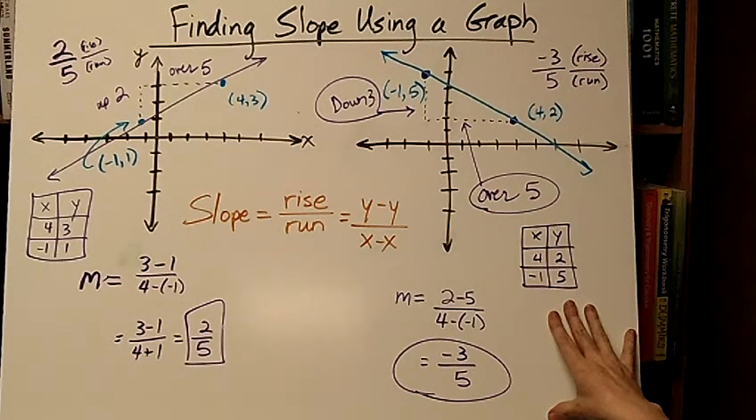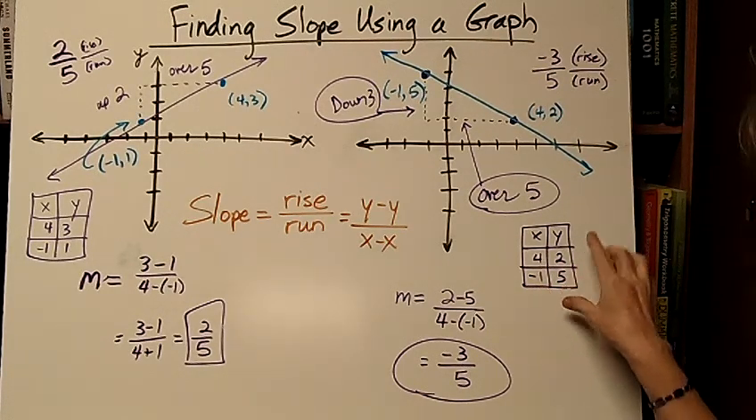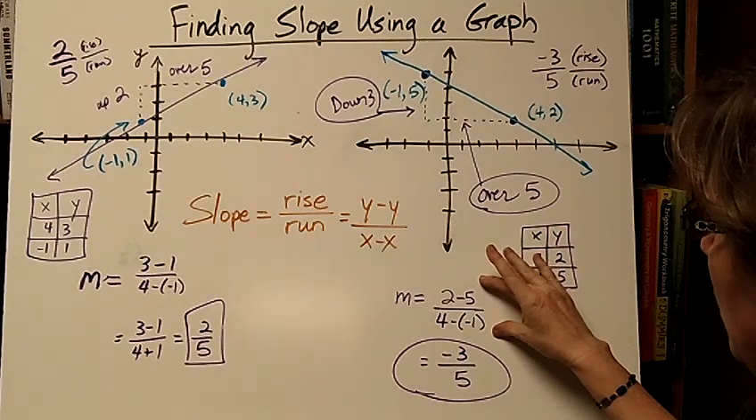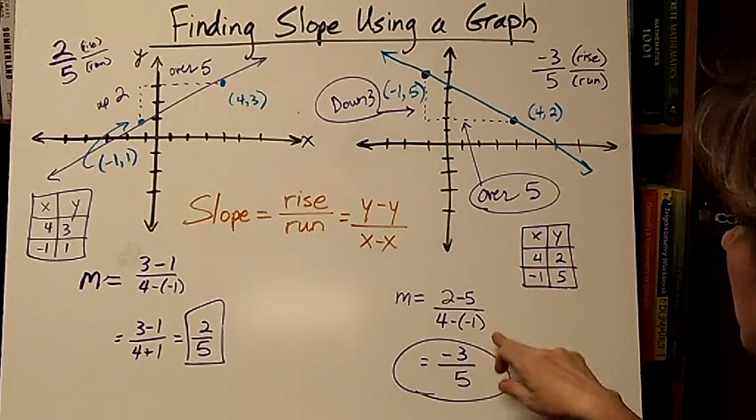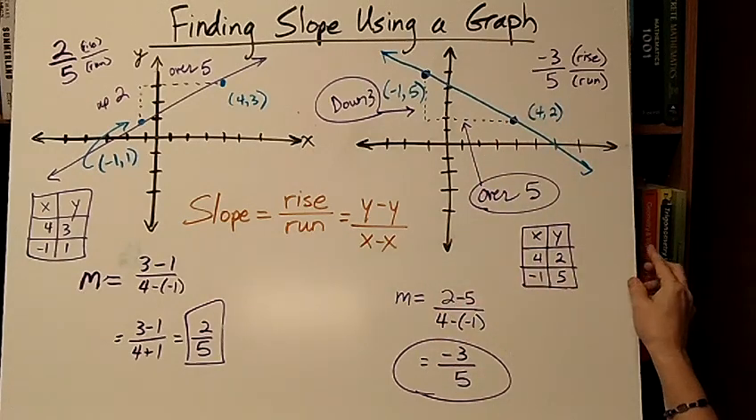To verify, you can check this. Point 4, 2, point negative 1 and 5. Put it in your y minus y over x minus x, and indeed, it checks out. Those are the same.